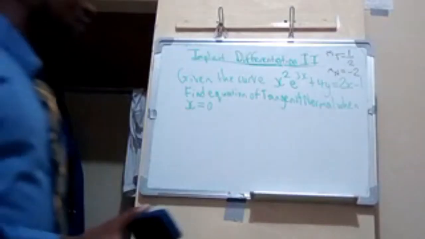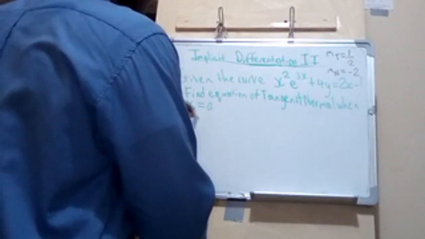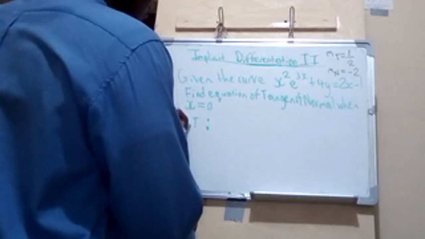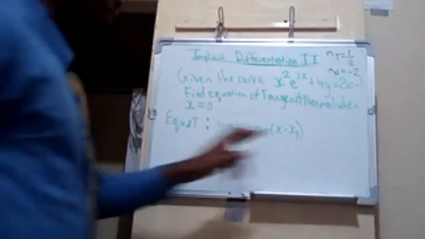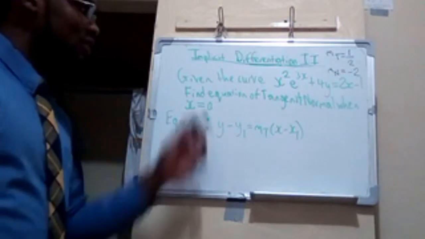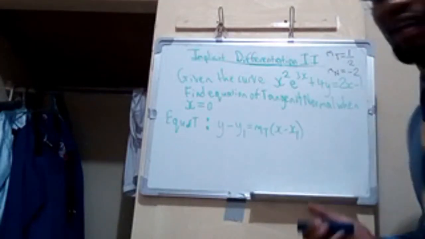So now for the equation of the tangent. T stands for tangent. The equation of the tangent is y minus y1 is equal to the gradient of the tangent times x minus x1. Now x1 is the x value that we know, which is 0. We don't know the y coordinate, they just tell us the x coordinate, but we know it must satisfy the equation of this curve, so we can go ahead and find y.